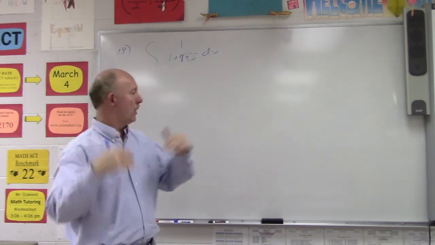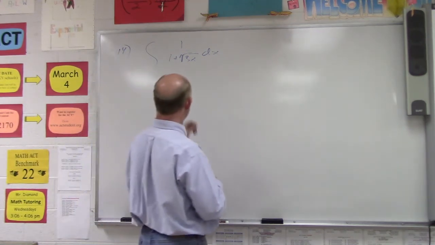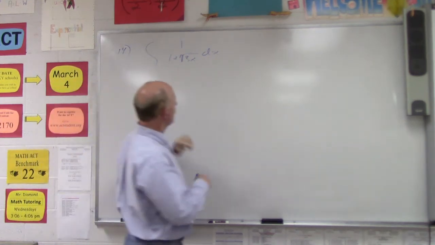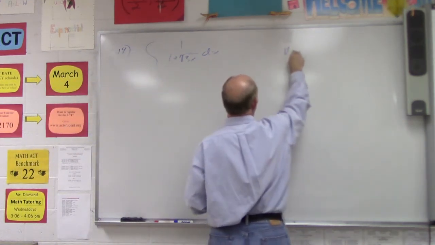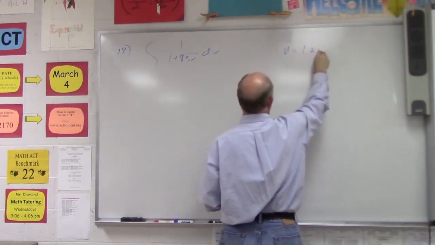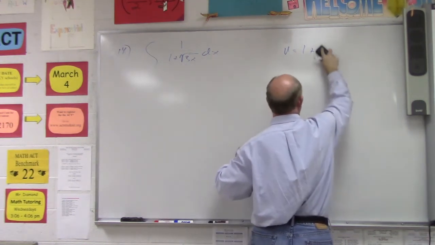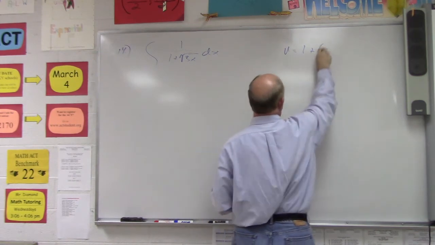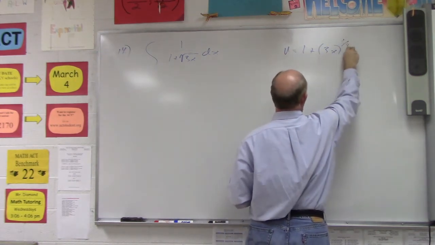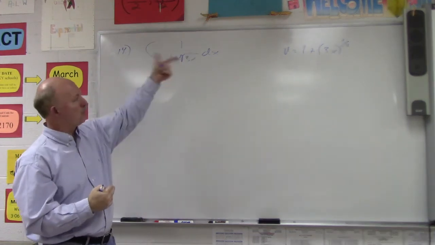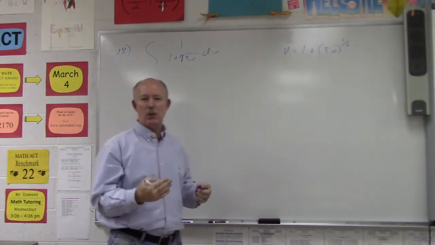Remember, we want to try to get 1 over u somehow, so let's start off. Let's let u equal 1 plus the square root of 3x. Instead of square root of 3x, I'm going to write this as the quantity 3x to the 1/2 power. So once again, let's convert it from radical form to rational exponent form so we can quickly take the derivative.